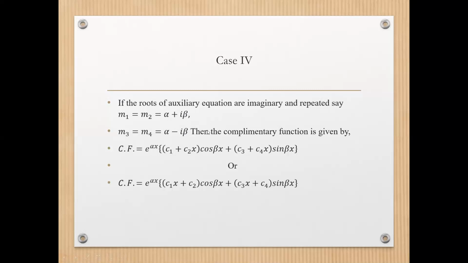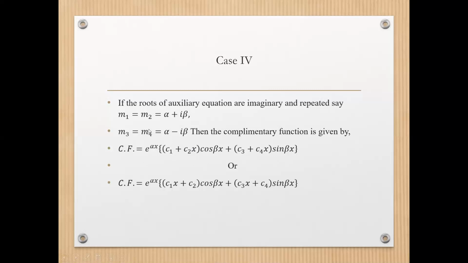This is a complex conjugate root repeated three times. In that case, we can write the complementary function as CF is equal to e raised to alpha x, and instead of c1 plus c2x, we can write c1 plus c2x plus c3x square into cos beta x plus c3 plus c4x plus c5x square into sin beta x. Okay, we have to write this bracket only if that root is repeated more times.